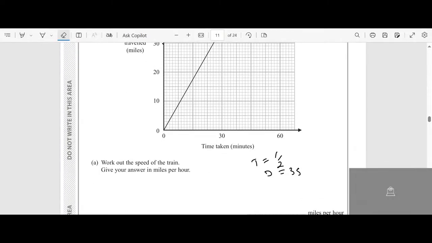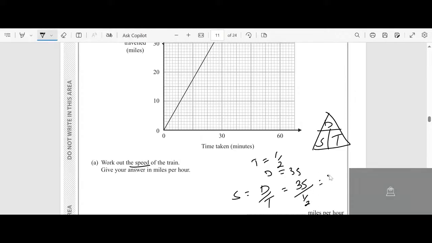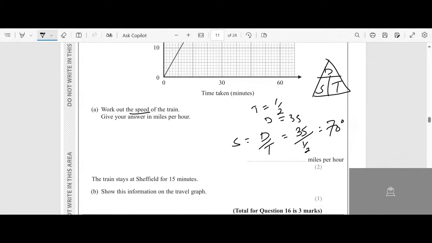So we can now find speed because that's what they want. And remember the triangle we drew earlier? We say distance is on top, speed and time. So speed is equal to distance over time. The distance is 35 divided by a half, which is the same as 0.5, which gives you 70. So the speed being used here is 70 miles per hour.